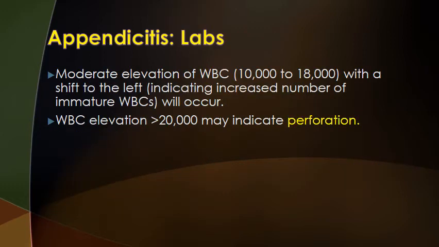What labs do we need? There will be a moderate elevation of white blood cells with a shift to the left, which indicates more immature white blood cells with appendicitis. Quote, simple appendicitis. So you'll see an elevation of 10,000 to 18,000. When the white count gets above 20,000, that may indicate perforation. They're getting sicker.